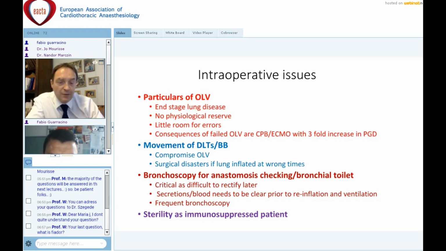And bronchoscopy has to be used very frequently, in addition to the initial procedures and placement of the device, as we have to check the quality of the bronchial anastomosis, as a delay in this would make rectification very difficult later. There are also multiple secretions and blood, so bronchial toilet needs to be frequent, and therefore frequent bronchoscopy is required. However, these patients are immunosuppressed, and hence sterility is of paramount importance. I use a lot of sterile gloves during the procedure.